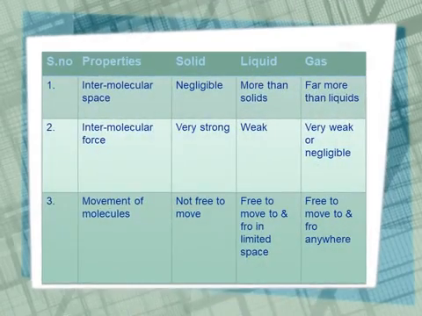Okay, now in this table you will see how the different properties differ in the 3 states of matter. The first property was intermolecular space. Now in solids, the intermolecular space is negligible. You may say that it does not exist at all. There is near to no space between 2 molecules of a solid. In liquids, the intermolecular space is more than in solids. And in gases, it is far more than in liquids. That means it has huge space between 2 molecules.